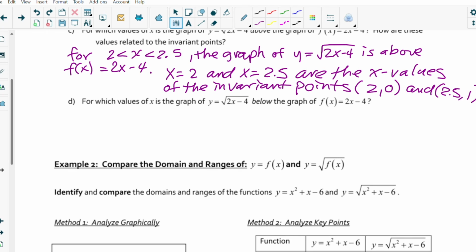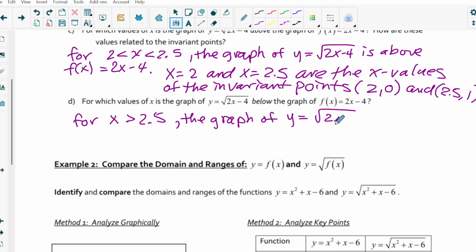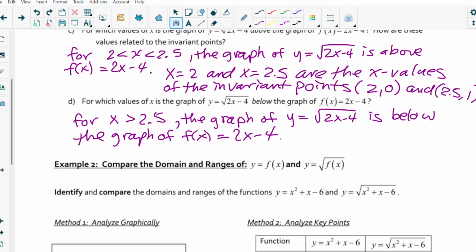D, for which values of x is the graph of y equals square root of 2x minus 4 below the graph of f of x equals 2x minus 4? For x greater than 2.5, the graph of y equals square root of 2x minus 4 is below the graph of f of x equals 2x minus 4.